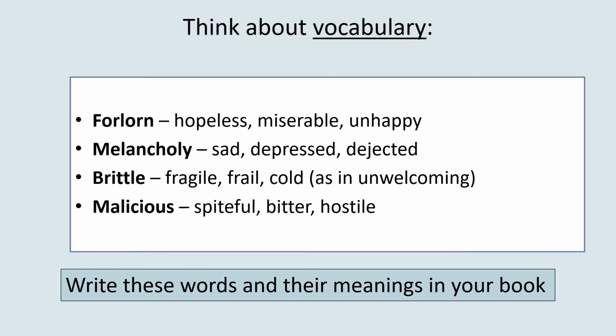So we've got forlorn, which is another word for hopeless, miserable or unhappy. Melancholy, another word for sad, depressed or dejected. Brittle, which can have 2 different types of meaning really. It can mean fragile or frail, but it can also mean cold. If somebody's unwelcoming, you could describe them as brittle. And malicious, which is another word for spiteful, bitter and hostile. So pause the PowerPoint, write those words down and their meanings.